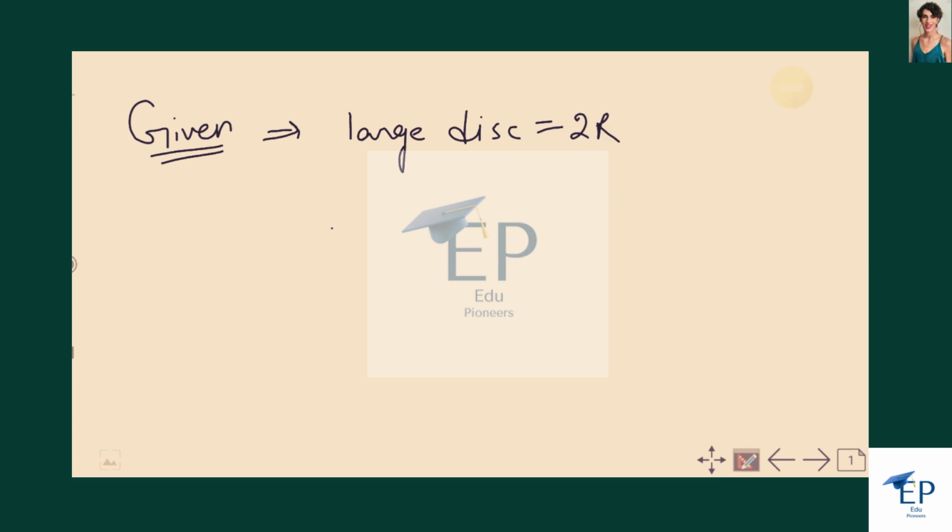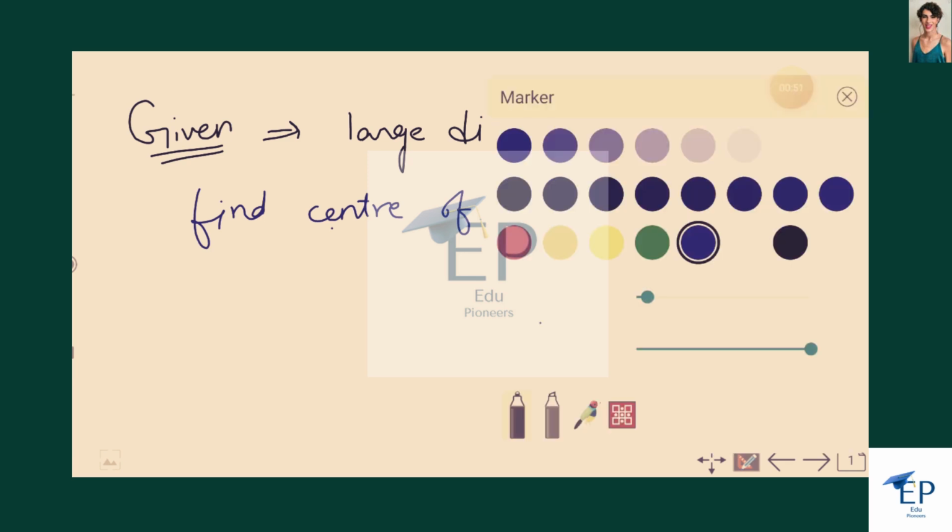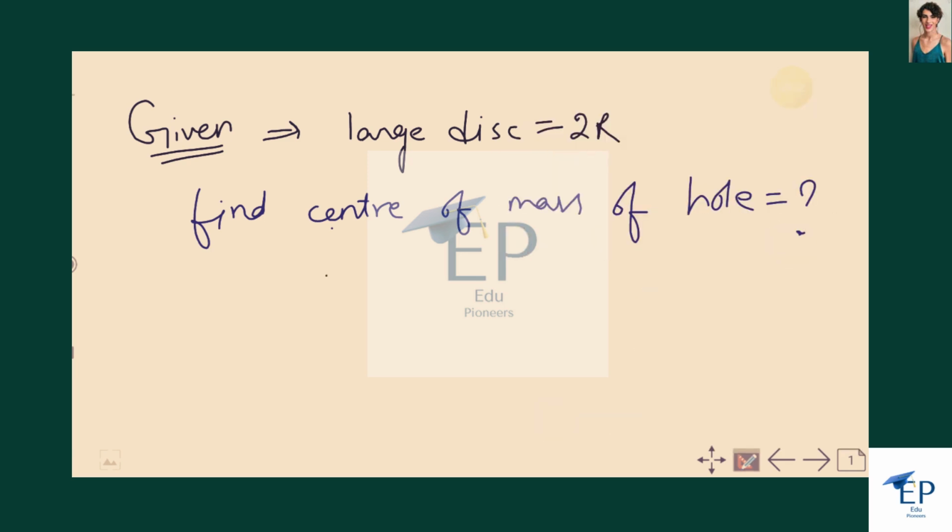And now finally, after giving the data, it is asking that we have to find the center of mass of the residual disk, which means the disk left after cutting out the hole of radius r. So now let's start answering this question.